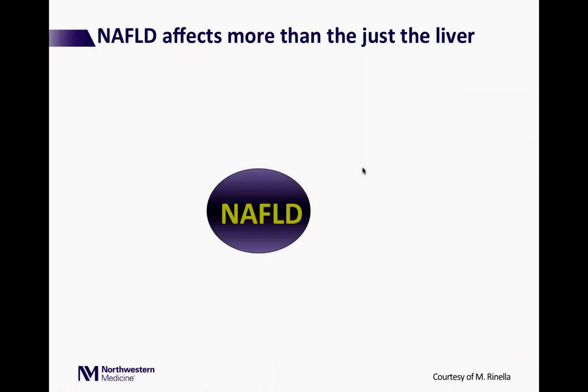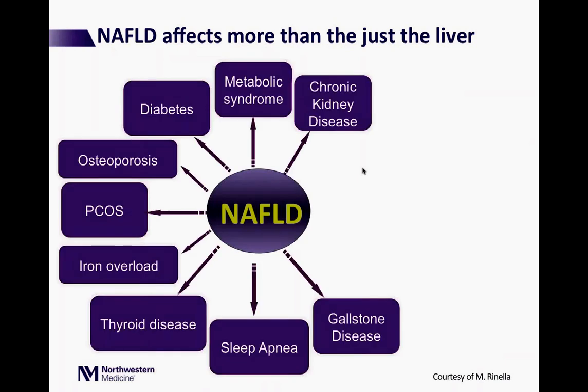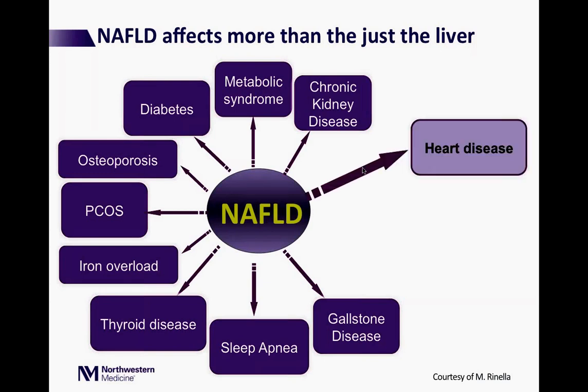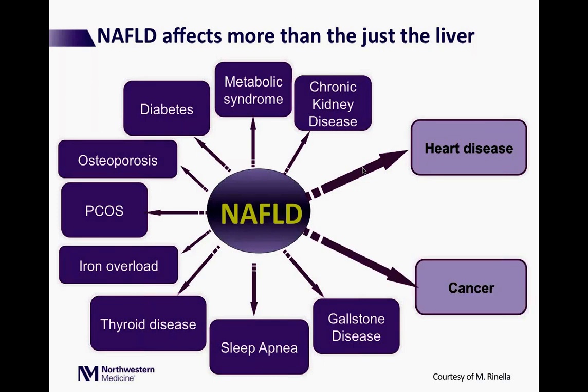It is important to note that NAFLD affects more than just the liver. In particular, NAFLD has been associated with all of the conditions that are shown here. Some of these conditions are risk factors for the development of NAFLD, and some, such as diabetes and chronic kidney disease, have been shown to worsen when NAFLD is present. As we discussed previously, the most common cause of death and complications in NAFLD is heart disease, followed by cancer. These are the main areas that NAFLD treatment and prevention really focuses on.